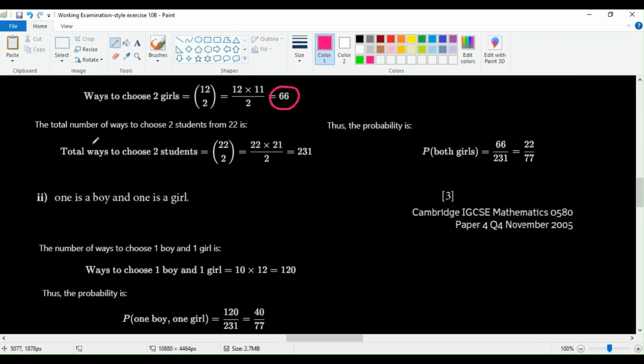Now comes the total number of ways to choose 2 students from 22 students, which is 22 choose 2. 22 times 21, divided by 2, gives you 231. I have already explained this rule in the previous exercises. Now the probability that both are girls is 66 over 231. That means 22 over 77 is going to be the answer for this part of the question.